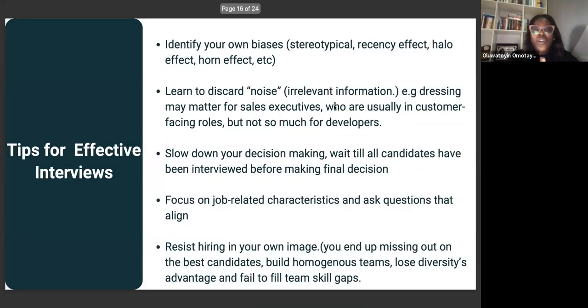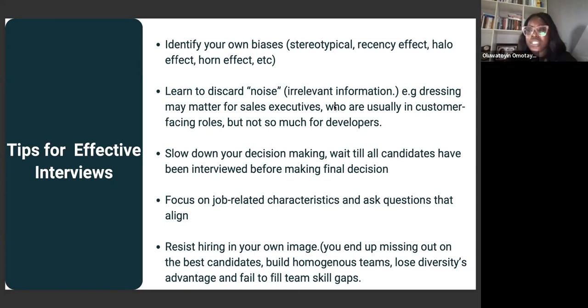All right, let's move very quickly. Now, what are some of the things that you need to take note of when you are conducting interviews? You must learn to identify your own biases, okay? And you have different kinds of bias. You have the stereotypical, the recency effect, the halo effect, the horn effect. And for example, some bias could look like, because someone is not from your country or from your tribe, it doesn't mean they can't do the job. So you have to be careful about your own bias. I once had a Zimbabwean on my team, and it was such a beautiful work experience, okay? So you must learn to identify your own bias.